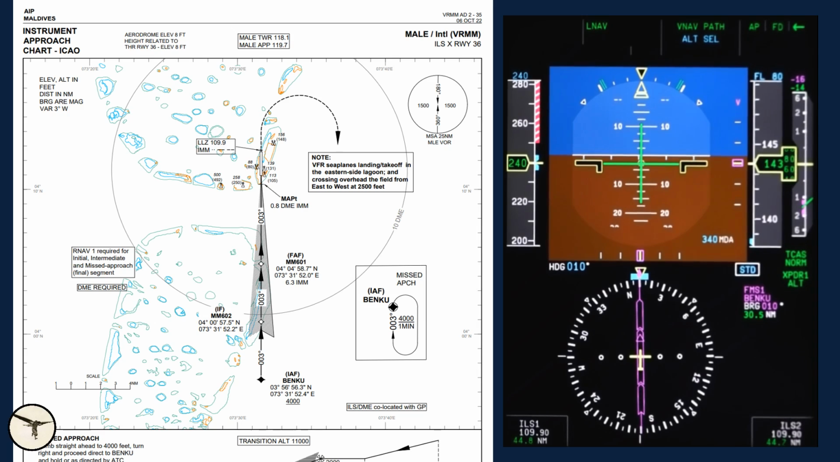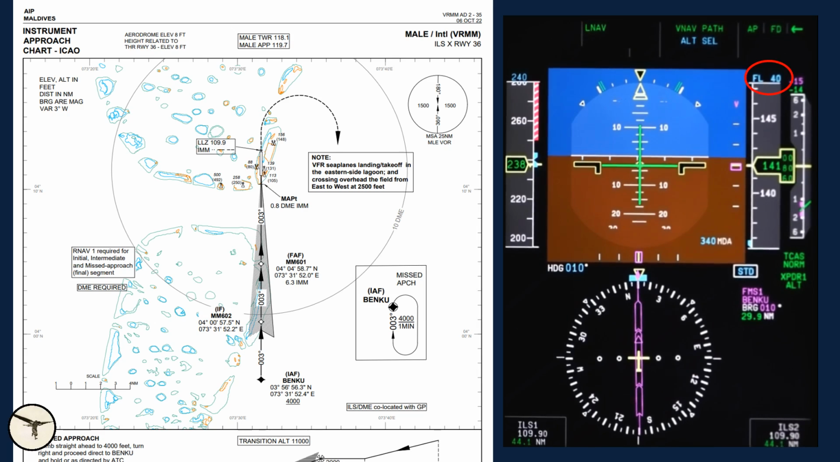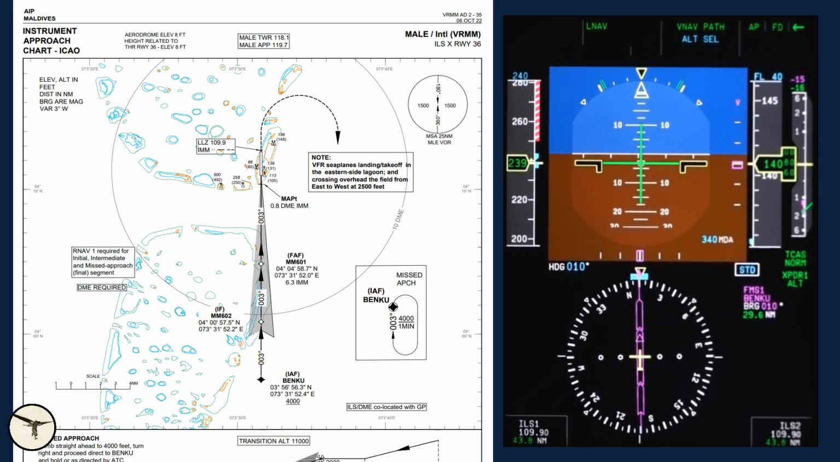We are on a flight to Male Airport in the Maldives. We are arriving from the south on a clear direct to Benko waypoint. We are descending to 4000 feet. Target speed is 240 knots blue. The weather at Male is reported to be good, and we will fly the localizer approach to runway 36.